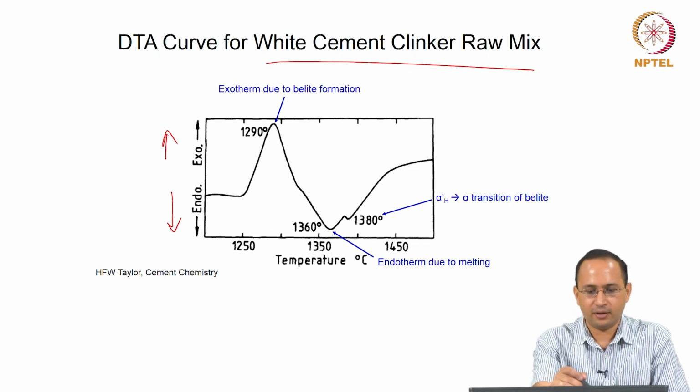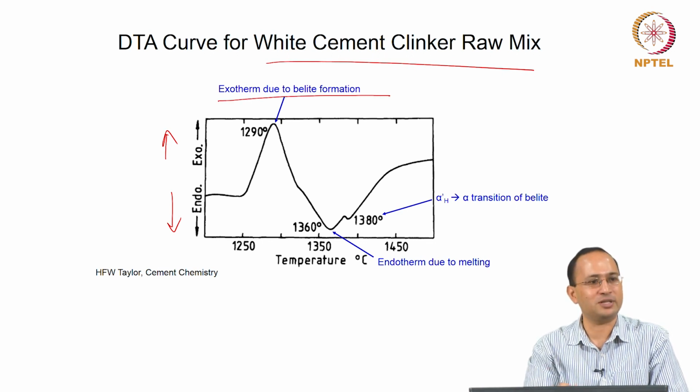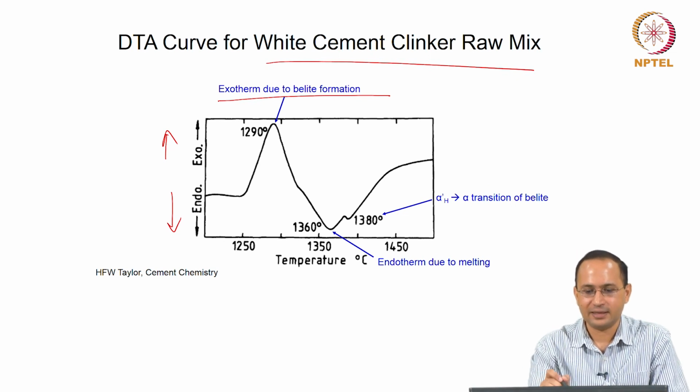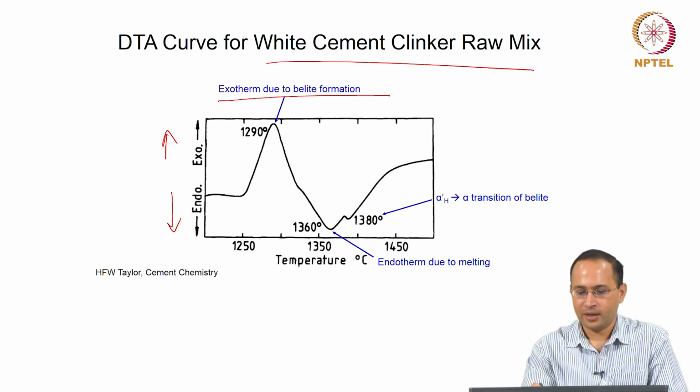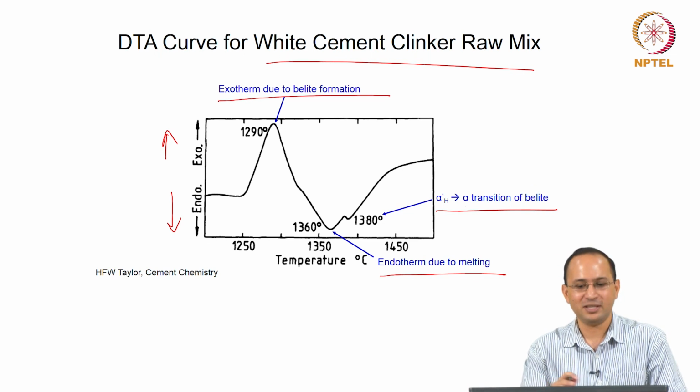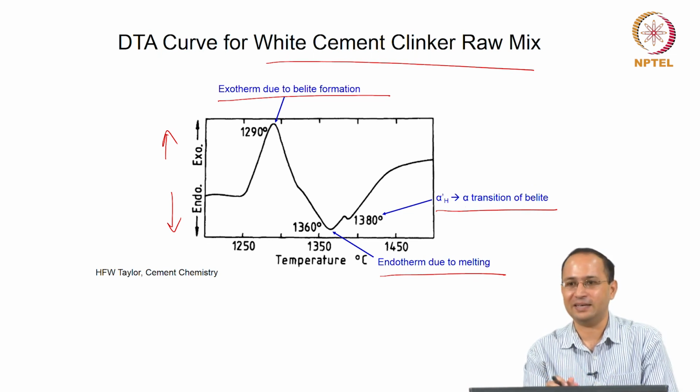The first peak around 1290 degrees C is an exothermic peak due to belite formation. Belite forms at around that temperature, so you can see that it is given as an exothermic peak. Then this is the endotherm due to melting. If you heat it further, melting will start, so you see this endothermic peak. These are the major things. This small peak is because of another transition. Now belite has different polymorphic forms. When alpha prime H transforms to alpha, it gives you this peak. So these are some signatures you can get through DTA.